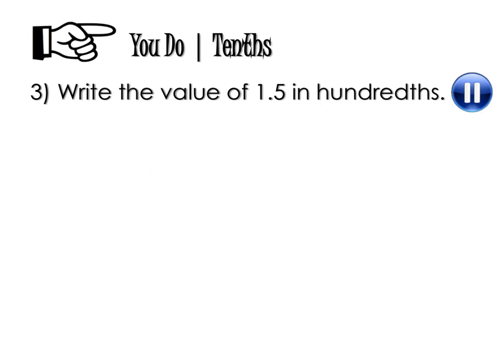And finally, write the value of 1.5 in hundredths. You can pause the video now. And so the answer is, now hundredth is 2 decimal places, so I will jump this by 2. Now you notice that I have a blank here. Now whenever there's an empty space here, you will fill it with 0. Okay, so how this will look like is, this is 150 hundredths.